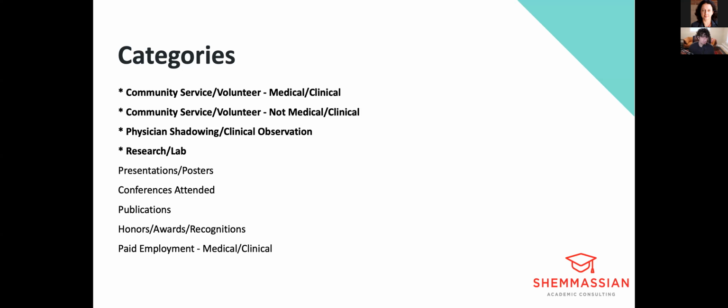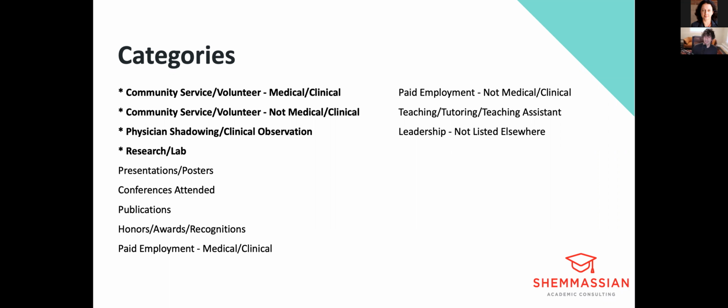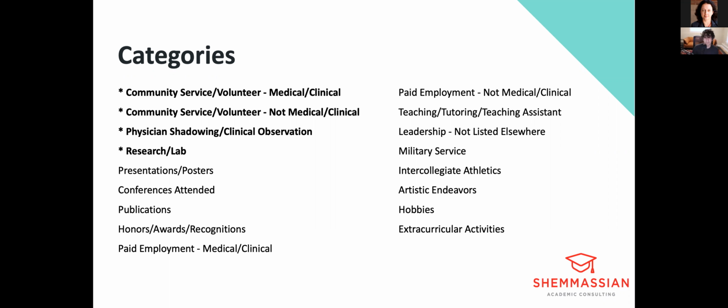So if you won a special prize. Paid employment, medical or clinical. Paid employment, not medical or clinical, like if you worked at an ice cream shop, or whatever the case might be. If you worked as a TA or did some other sort of teaching, other sort of leadership, military service, athletics, artistic endeavors, hobbies, generic extracurricular activities, and other, if something doesn't fit anywhere else. Interestingly, you notice how with athletics it says intercollegiate athletics. So basically, not like I play basketball for fun, but more so I did this at the college level.